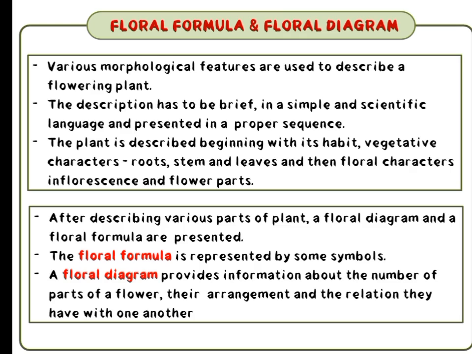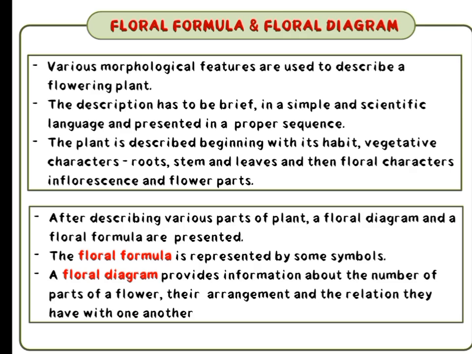No need to write complicated words like flower hyphen flower contains both male reproductive organ and female reproductive organ. Instead of that you can use a simple word, that is bisexual. Then it should be in scientific language. So we cannot use any local languages or any other common language. We should use scientific language to describe a typical flowering plant, and it should be presented in a proper sequence.